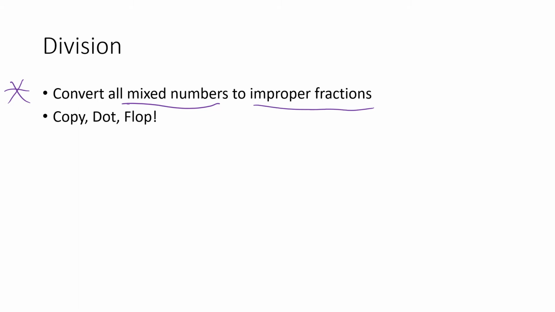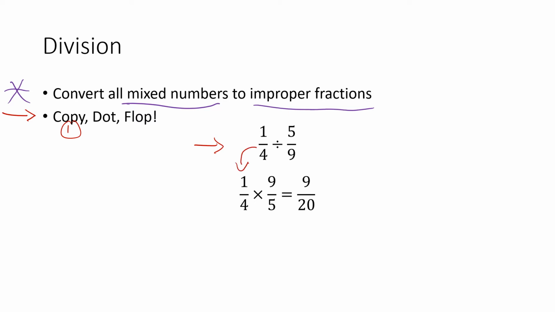And then after that, we have this little guy here, kind of like a mnemonic, to remember how we work through our division problem: copy dot flop. So here's our division problem, 1/4 divided by 5/9. So what does copy dot flop mean? Well, copy, step 1, means we're going to copy down the first fraction. So we copied down 1/4.